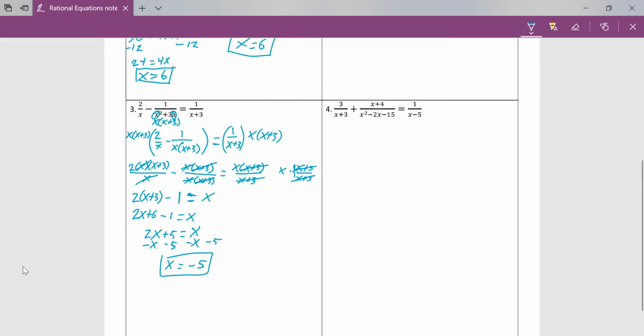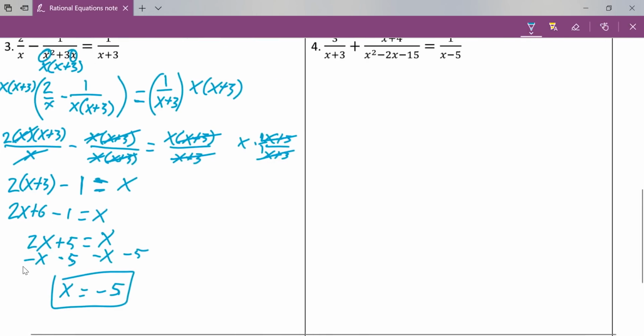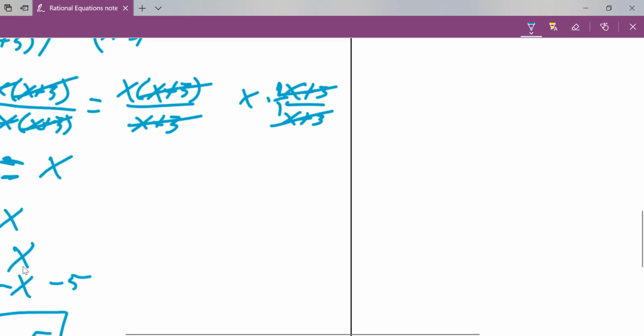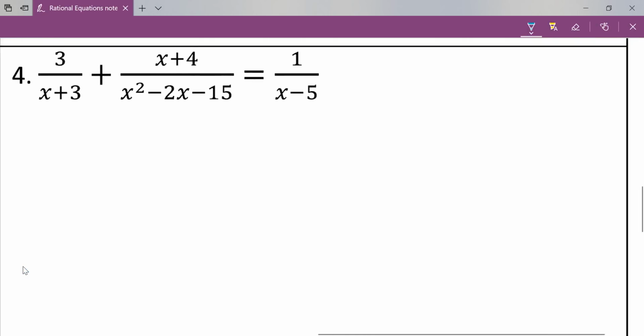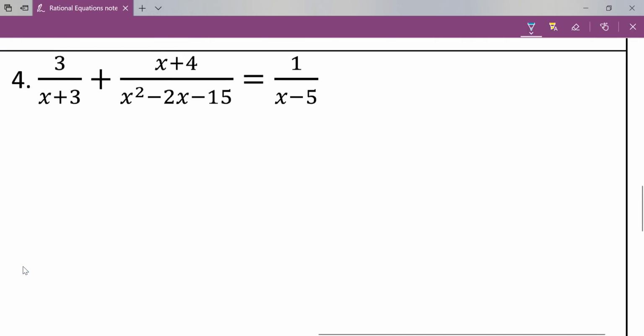Boom. All right, we have one last problem, and it is a doozy. So we have 3 divided by x plus 3, plus x plus 4 divided by x squared minus 2x minus 15, is equal to 1 over x minus 5.